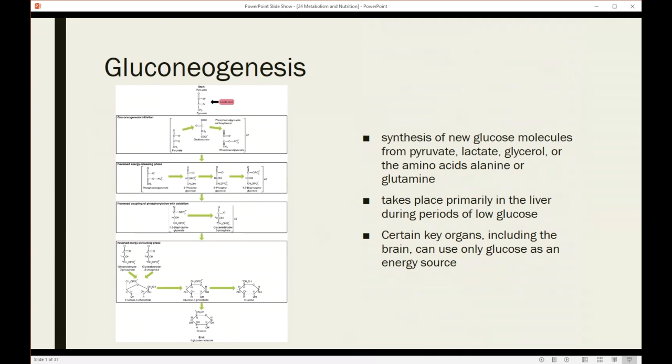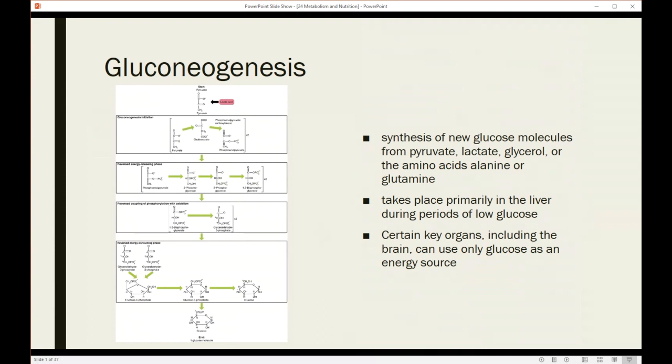We can do it from lactate. We can do it from glycerol, that's from fatty acids, right? Or we can do it from amino acids. So we can take the proteins, break them down, get those amino acids out, and then shove those amino acids back together. We can form glucose, okay? Same idea with glycerol. As glycerol comes from fatty acids, we can then make glucose from that glycerol.